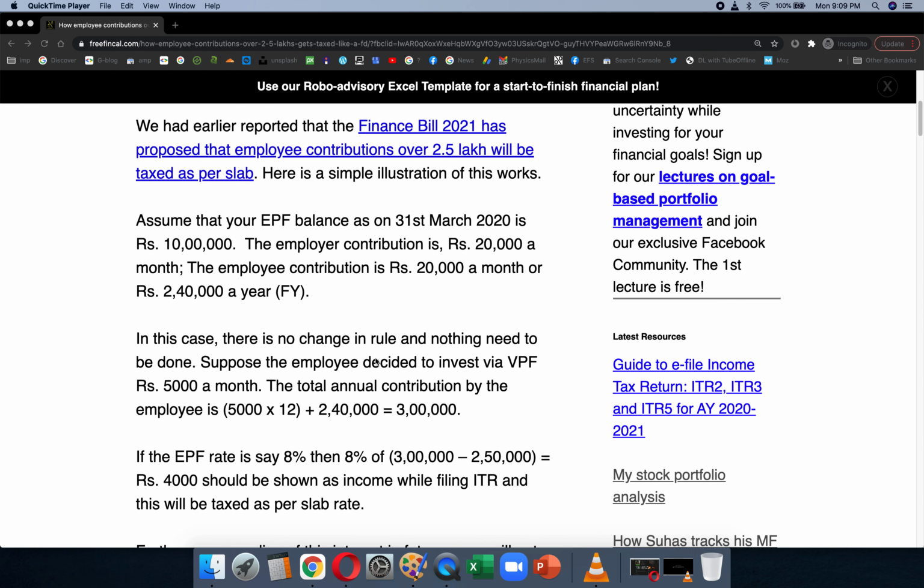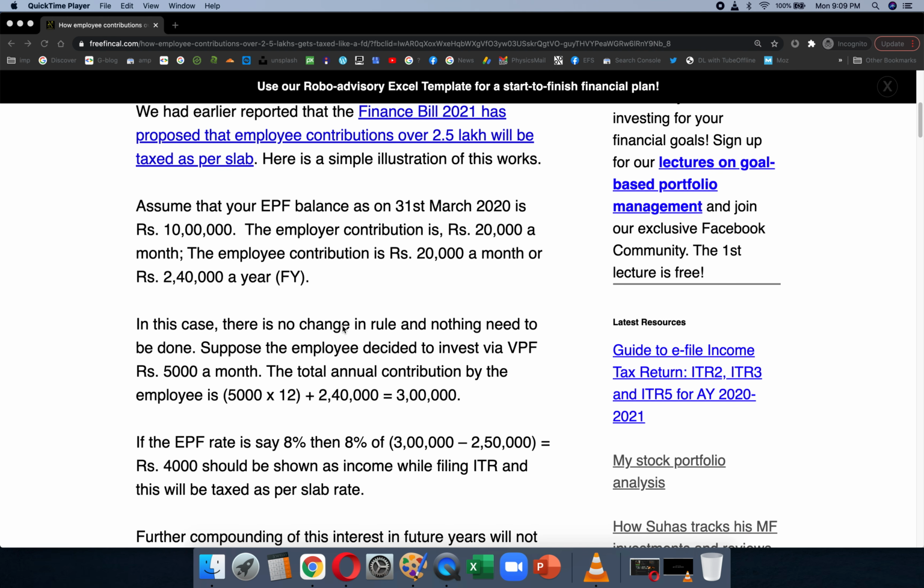Now, if the EPF interest for that year is, say, 8%, then the 8% interest on the excess amount applies. That is 3 lakhs, which is your total contribution, minus 2,50,000, is 50,000 rupees, and 8% of that 50,000 rupees is 4,000 rupees. This 4,000 you should show in your ITR as income, and you have to pay tax as per slab on this 4,000 rupees. That's essentially how it works.